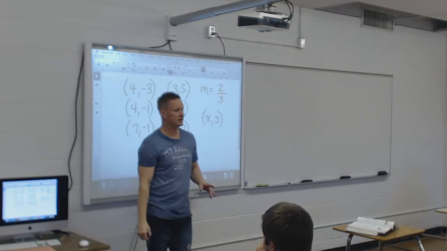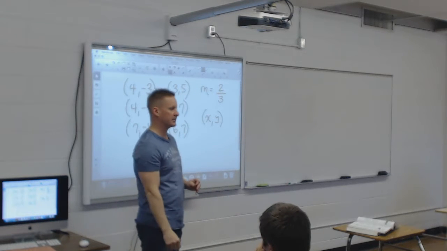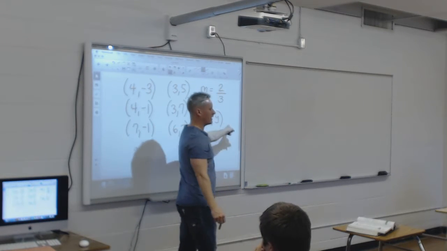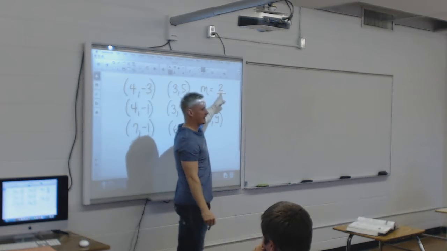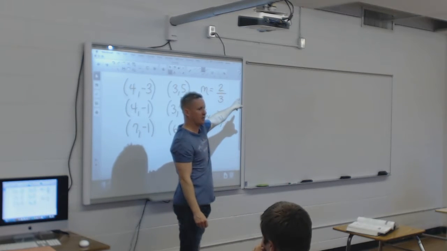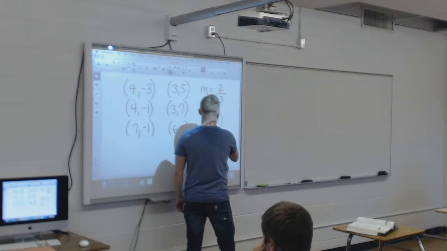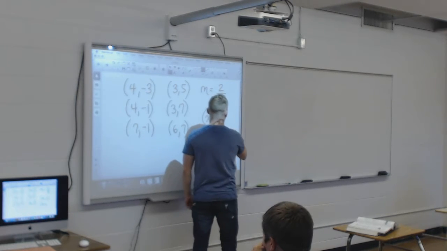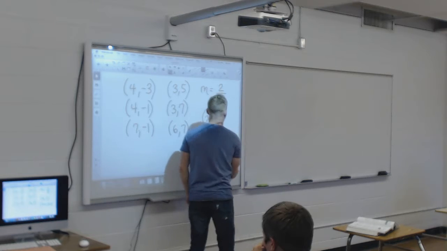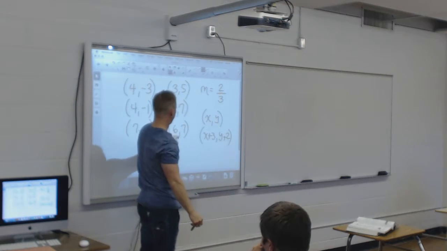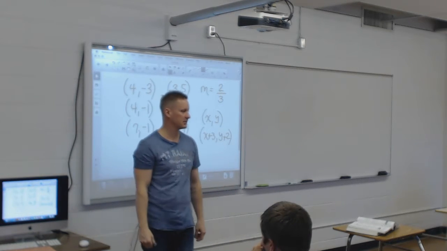Okay, I'm just going to show you this. I don't want to confuse you, but I'm going to show it to you anyways. If my starting coordinate was x and y, that tells me where to go to get to the next one. So I add 3 to my x, and 2 up, I add 2 to my y. And that's how I get from 3 and 5 to 6, 7.